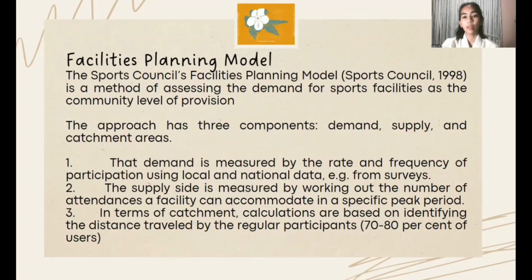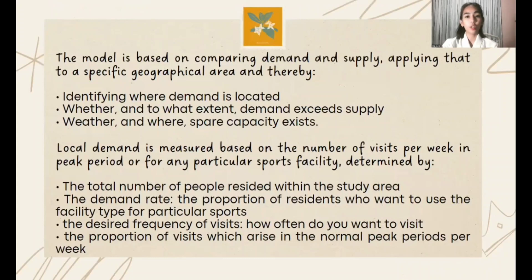The demand is measured by the rate and frequency of participation using local and national data, for example from surveys. The supply side is measured by working out the number of attendances a facility can accommodate in a specific peak period. In terms of catchment, calculations are based on identifying the distance traveled by the regular participants, 70 to 80% of users. The model is based on comparing demand and supply, applying that to a specific geographical area and thereby identifying where demand is located, whether and to what extent demand exceeds supply, and whether and where spare capacity exists.